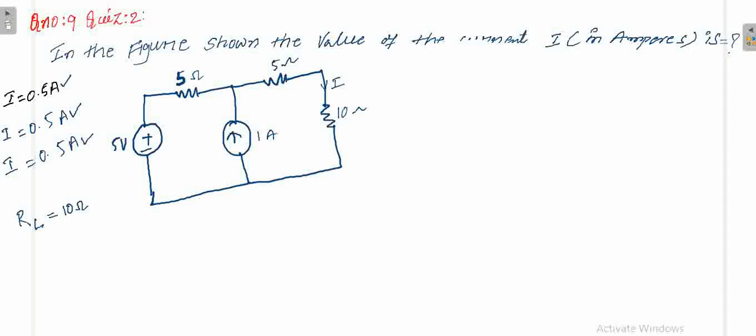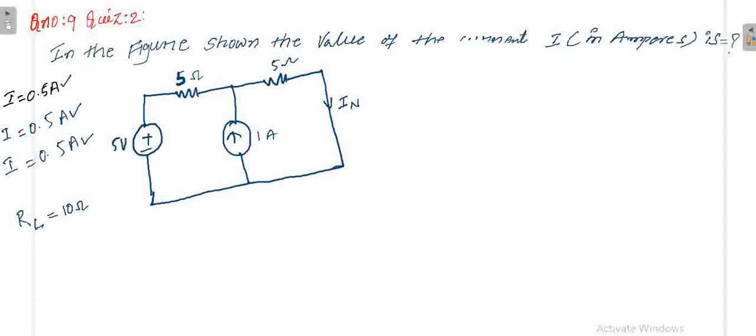And the next step is, what you have to do? You need to remove this branch, and for time being just short it. Whatever the current flows through this branch is named as IN. That IN is nothing but your Norton's current. So I want to find this Norton's current. You can follow anything, I am following nodal analysis.